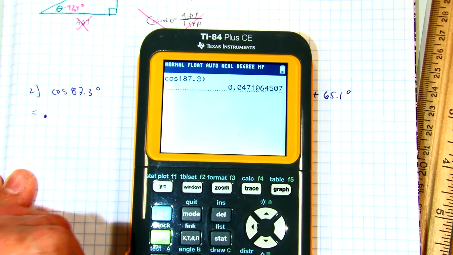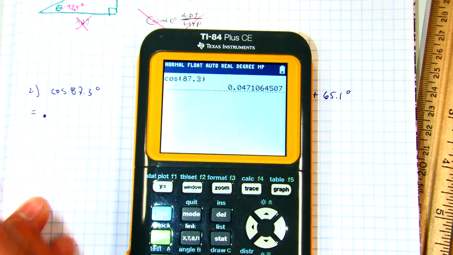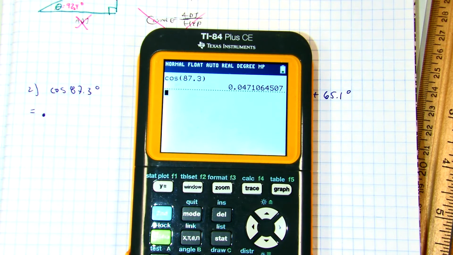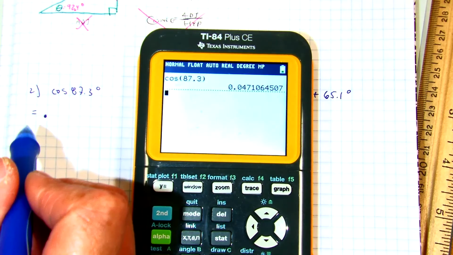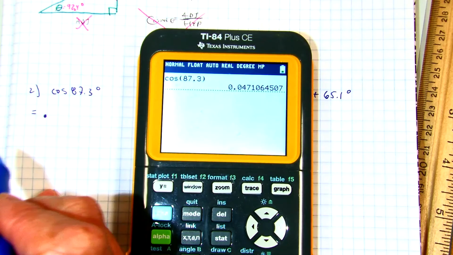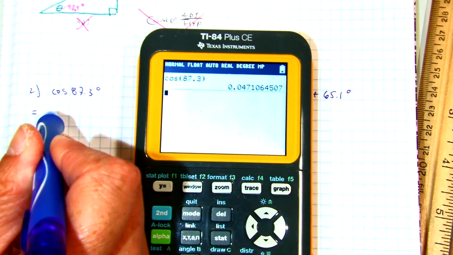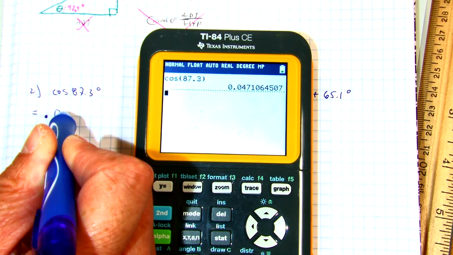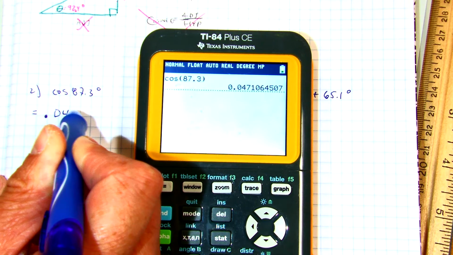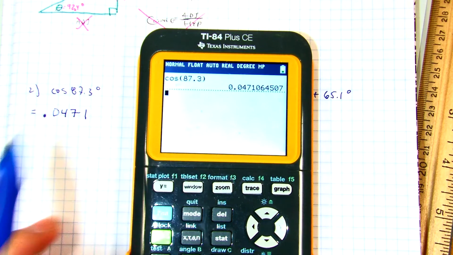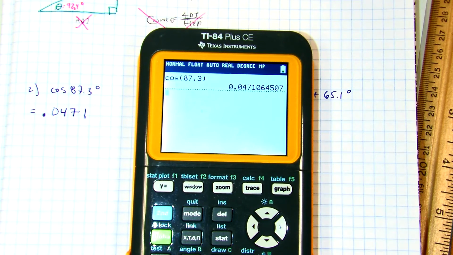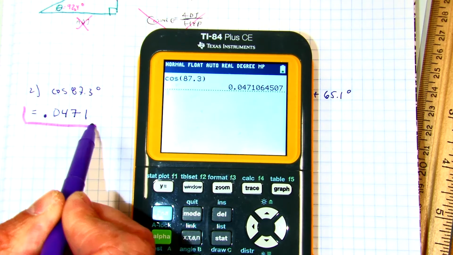Partner B, tell partner A, what is your answer to 4 decimal places? Ready, set, go. Yes, Ruben. Your answer to 4 decimal places. 0.4710? 0.4771. Raise your hand if you got that. Awesome. All right. Here we go.